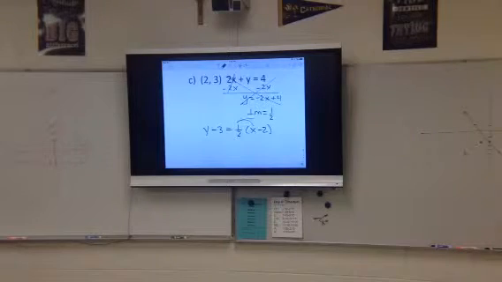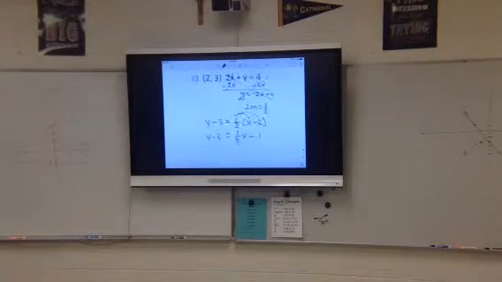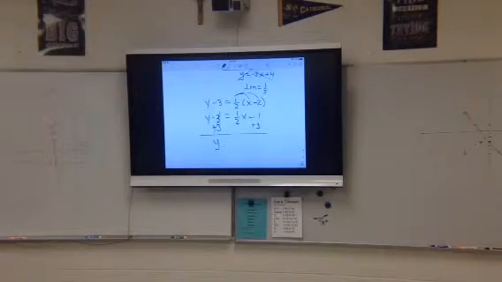What do you get when you do that? 1/2 x minus 1. Yep, good. And then we have the y minus 3. Maddie, what will we do now? You add the negative 3 to the negative 1. So add 3 over. All right, so y equals 1/2 x plus 2. And that's your answer. Okay?